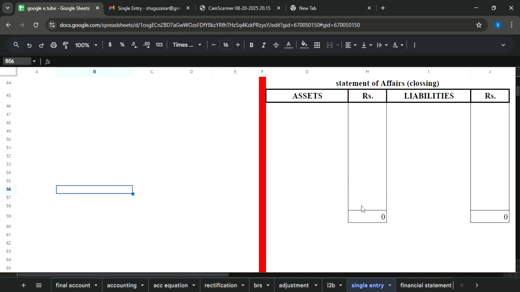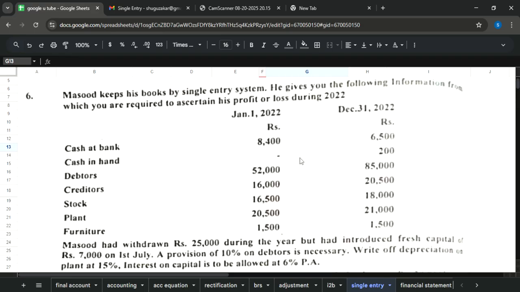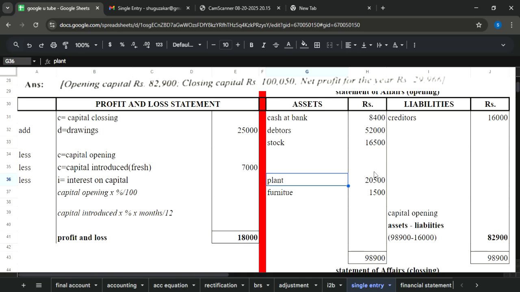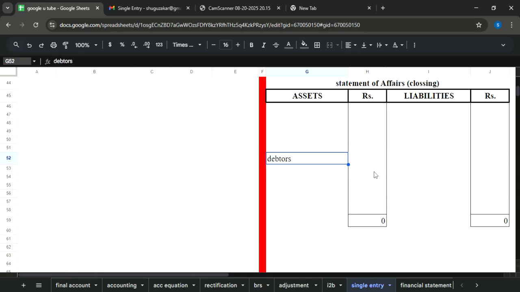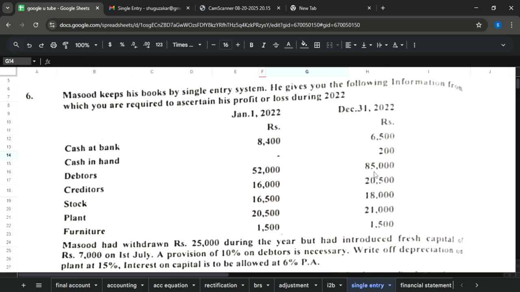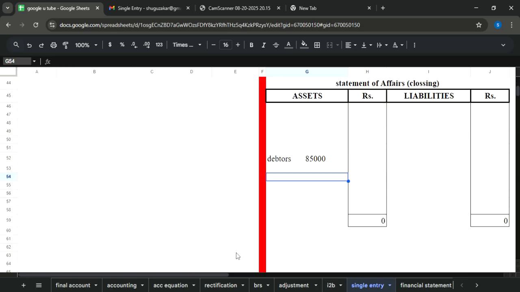We are making the closing statement. So over here, first of all, you will mention how much amount of closing debtors is present. Look at here, these are debtors, and we will go to 31st December, that is, closing. So debtors are 85,000. Here put 85,000. Next step, it is said a provision of 10%. Provision would always be subtracted.